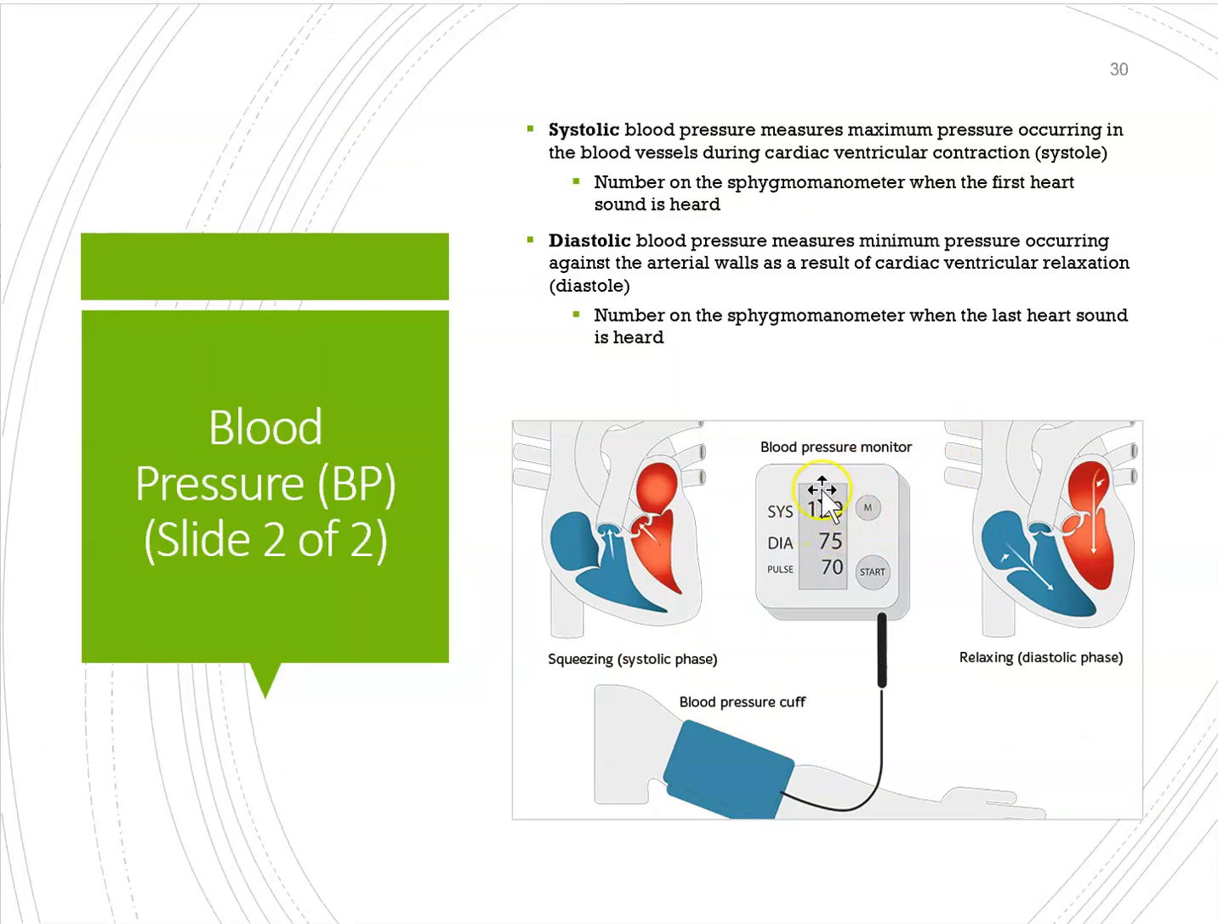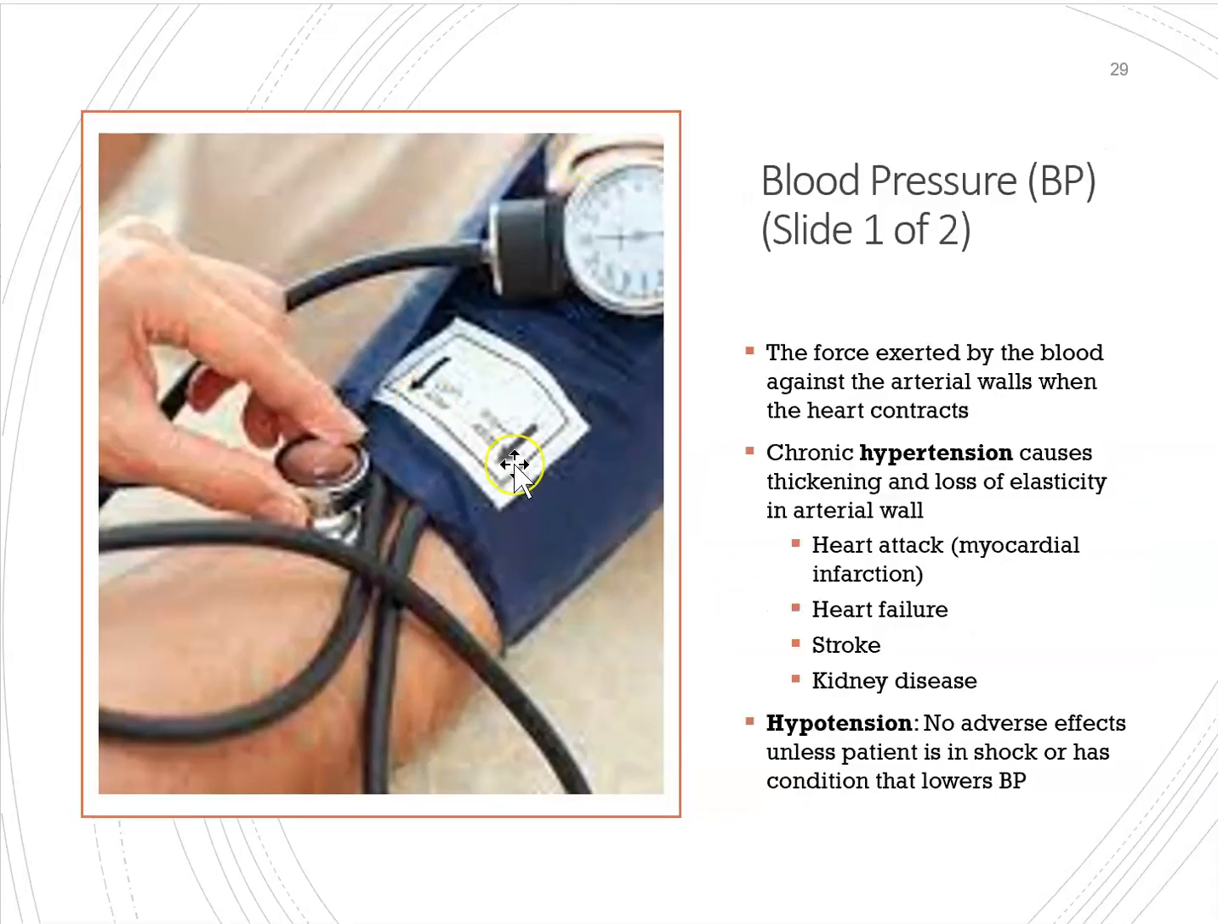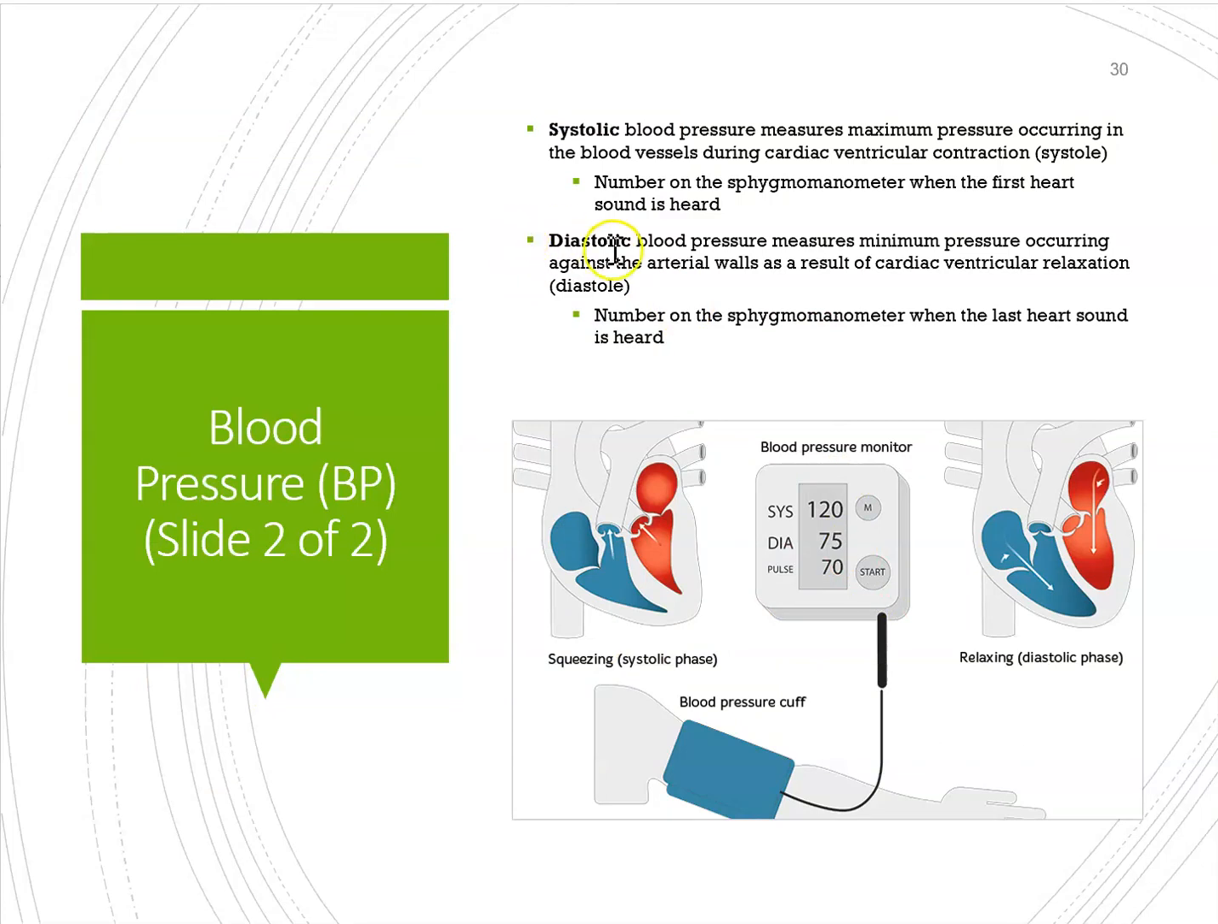Now, the first number that you hear on the sphygmomanometer when you're wearing your stethoscope is the systolic number. The last number that you hear, the last beep, you catch that number, and that number is the diastolic. So systolic is the first number, or top number, and diastolic is the bottom number.